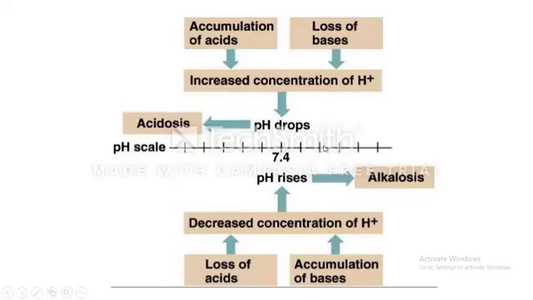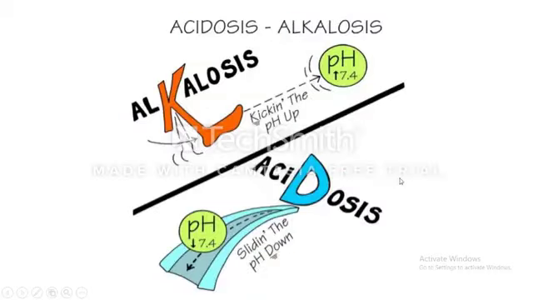Here you see the normal 7.4 range. Accumulation of acids or loss of base are both reasons that cause increased concentration of hydrogen ions, and the pH drops and acidosis takes place. While loss of acids or accumulation of bases can be the reasons for a decrease in proton concentration and a rise in pH, and alkalosis occurs.